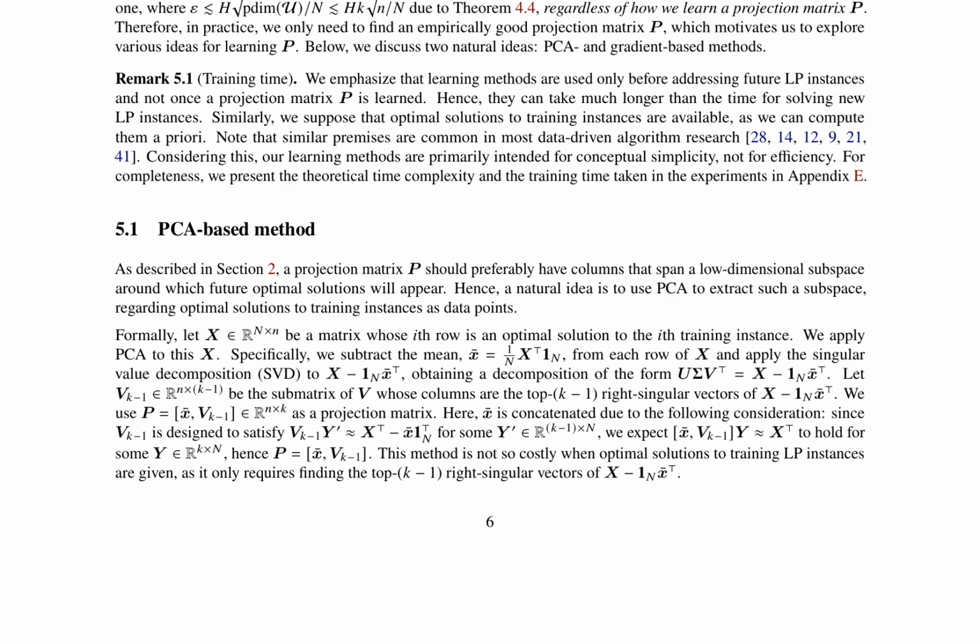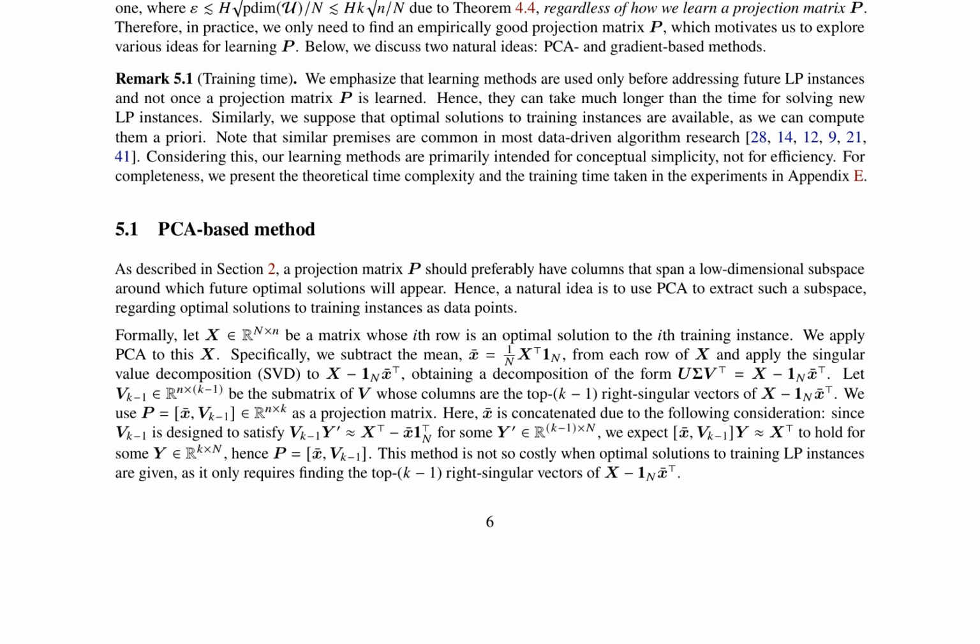The authors then delve into methods for learning projection matrices from training datasets. Given n training LP instances, the expected solution quality on future instances is likely to remain within a range of plus or minus epsilon from the empirical one, where epsilon is bounded by the pseudo-dimension of U. This motivates the exploration of various ideas for learning projection matrices, including PCA-based and gradient-based methods.